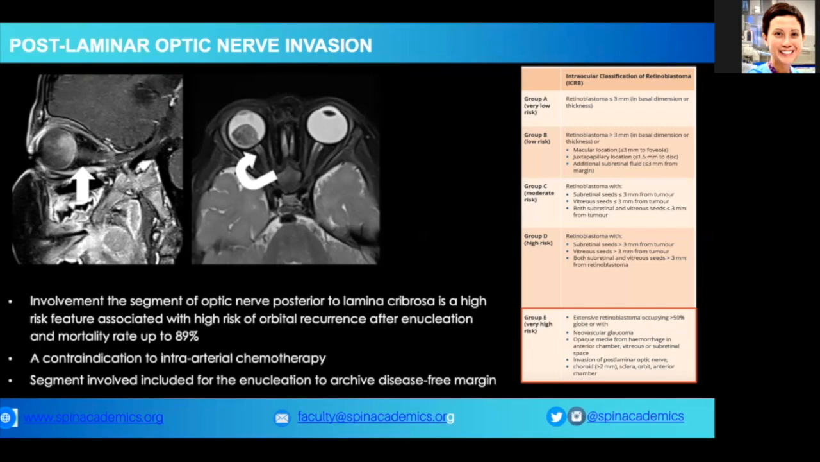Its presence is a contraindication to intraarterial chemotherapy, and the segment involved should be included for the enucleation to achieve disease-free margin. Under MRI, the caliber of the involved optic nerve can be normal, while there can be abnormal enhancement or signal in the postlaminar segment to suggest involvement.